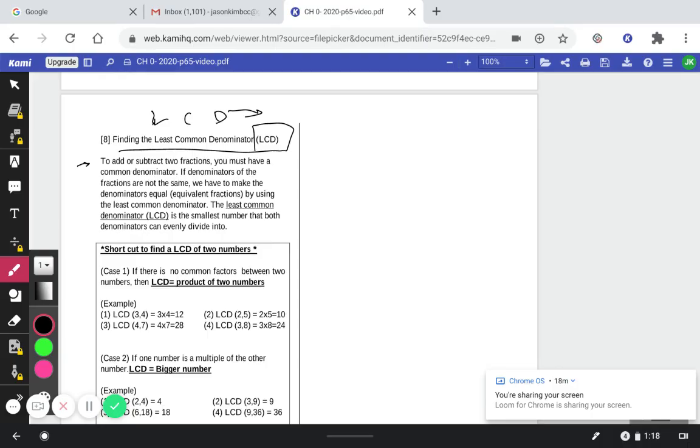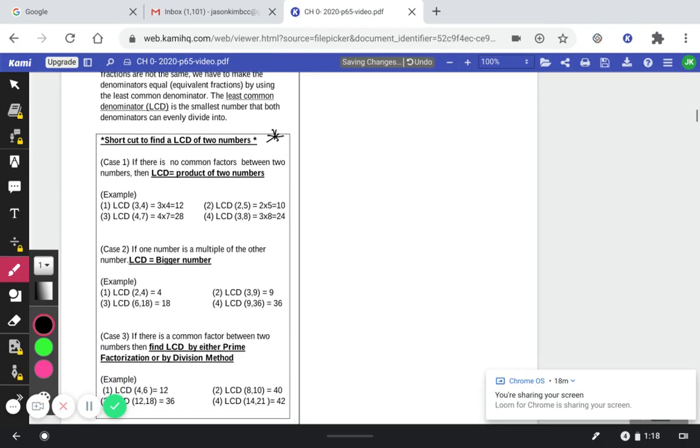Okay. Now, there are shortcuts to find LCDs. There are 3 cases of finding the LCD. Isn't it nice we only have 3 cases instead of 10 cases? Yeah. So 1, if there is no common factor between the 2 denominators, then the LCD becomes just the product of the 2 numbers, the multiplication of the 2 numbers. So the LCD of 3 and 4 is 3 times 4, 12, because 3 and 4 do not have a common factor.